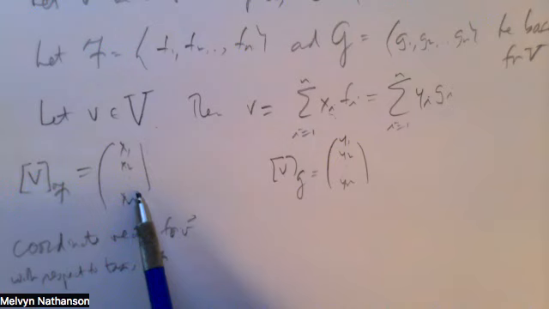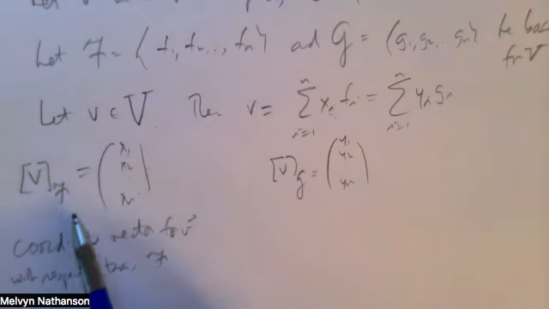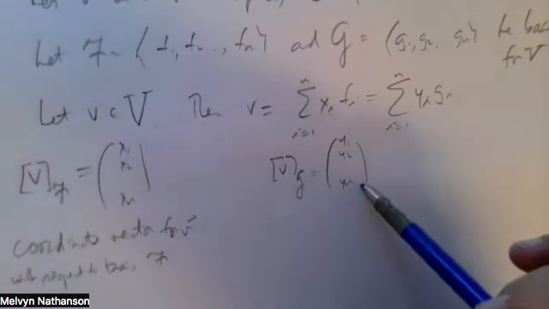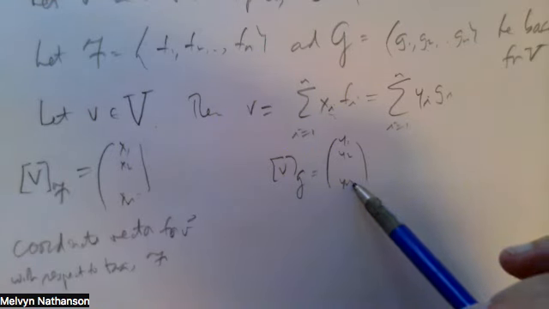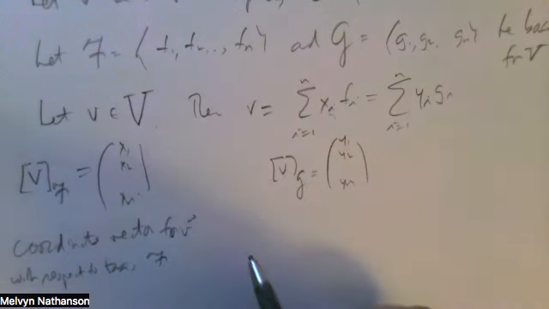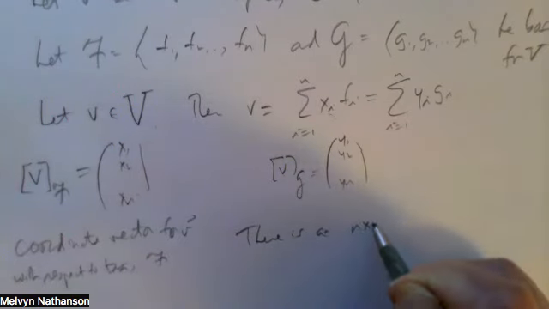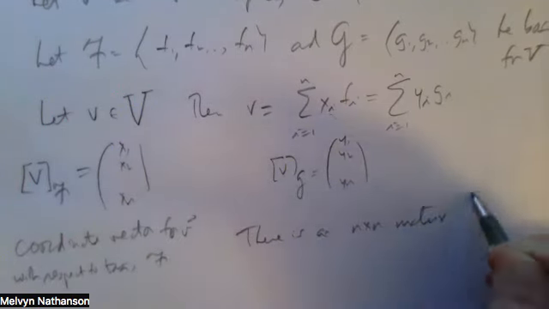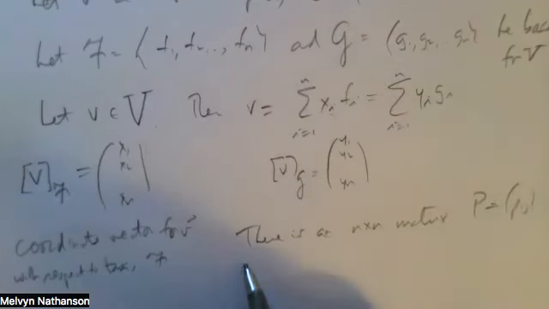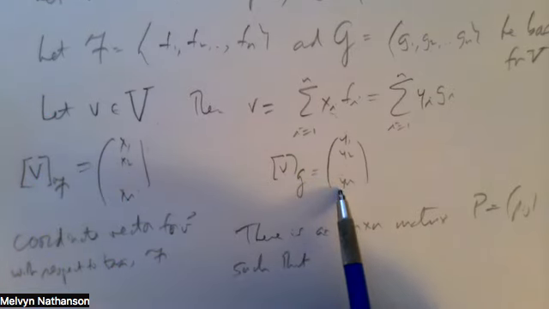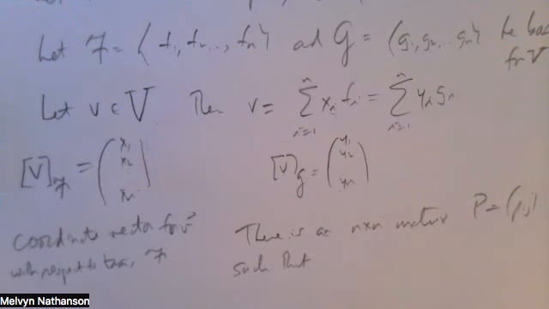So here is one vector that tells us how V is a linear combination of the vectors in the basis F. And here's a second vector that tells us how that same vector V is a linear combination of the vectors in G. And there is an n by n matrix P that, applied to any coordinate vector with respect to one basis, gives the coordinate vector with respect to the second basis.